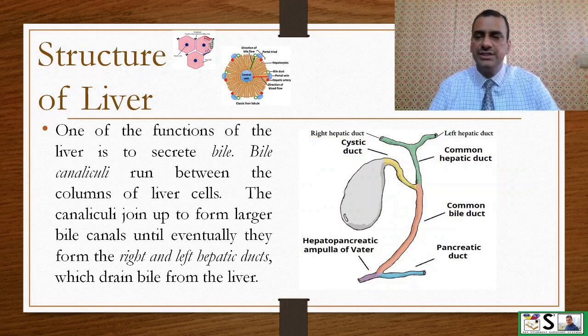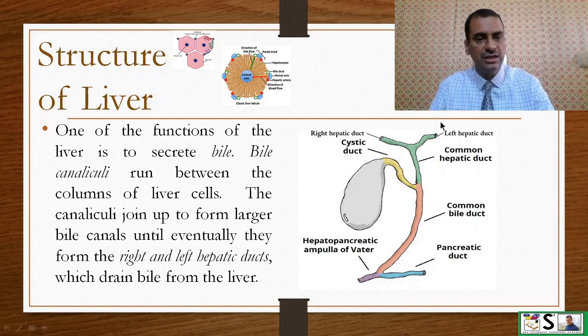One of the functions of the liver is to secrete bile. Bile canaliculi run between the columns of liver cells. The canaliculi join up to form larger bile canals and then eventually they unite to form the right and left hepatic ducts. These are the right and left hepatic ducts which drain the bile from the liver to the common bile duct and then to the gallbladder.